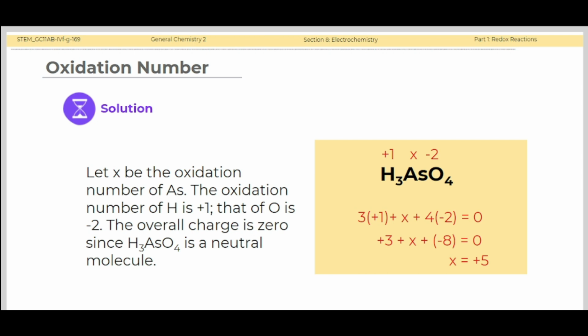Solution. Let X be the oxidation number of arsenic in the molecule. The oxidation number of hydrogen is positive 1, while that of oxygen is negative 2. The overall charge is 0, since arsenic acid is a neutral molecule. Our working equation is 3 times positive 1 plus X plus 4 times negative 2 equals 0. Solving for X, we get X equals positive 5. Thus, the oxidation number of arsenic is positive 5.